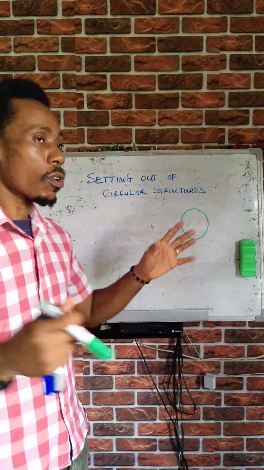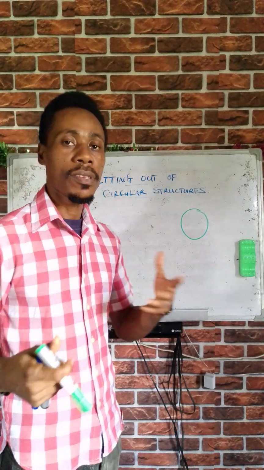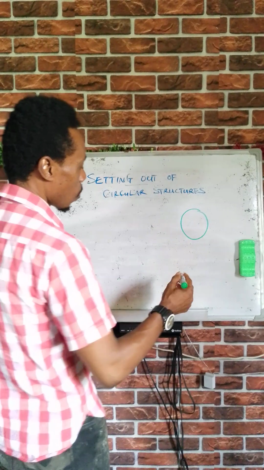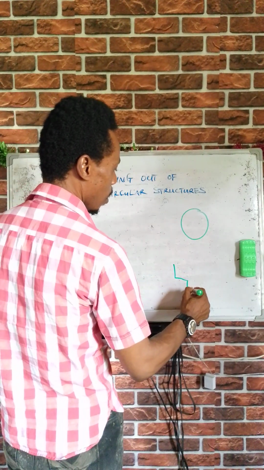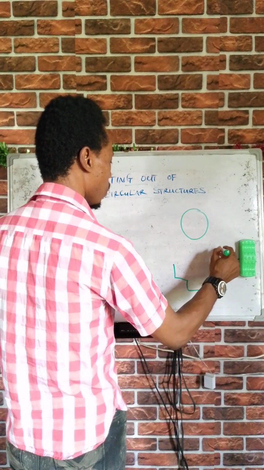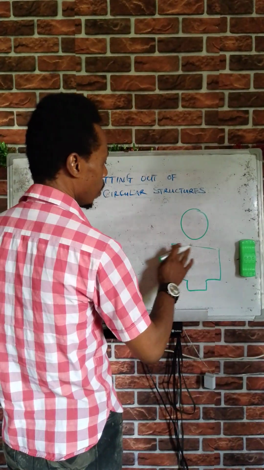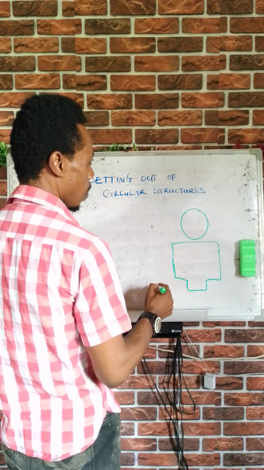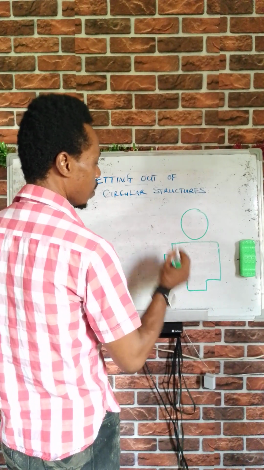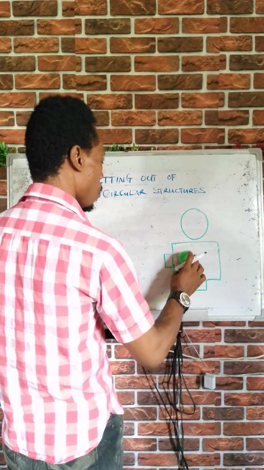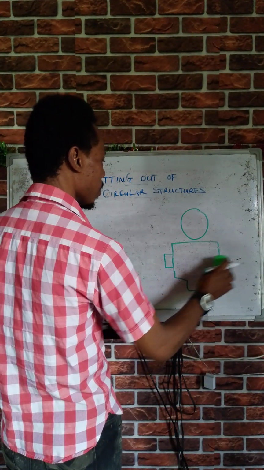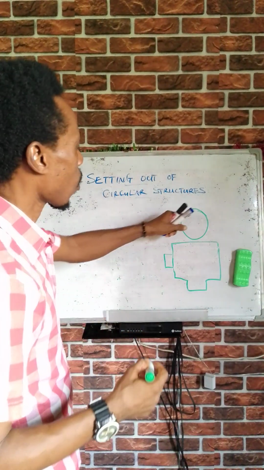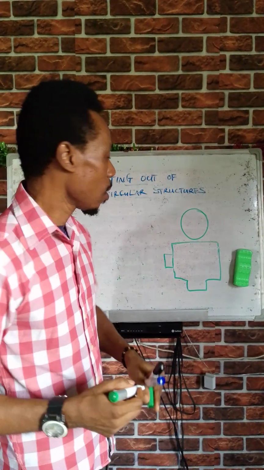Most times our structures come in shapes. Some buildings come in different shapes, all right? But we want to look at setting out a circular formation like this.